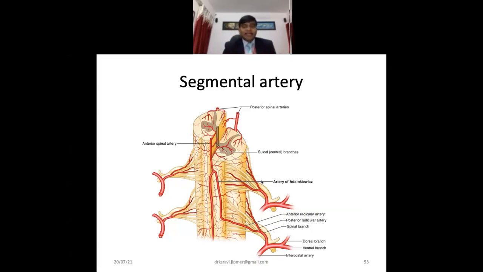And among these, the anterior is larger compared to the posterior arteries. And I mentioned that the minimum blood supply anteriorly will be at the level of T4 and L1, whereas posteriorly, the minimum blood supply will be at the level of T1 to T3. That includes the T1, T2, T3 levels.